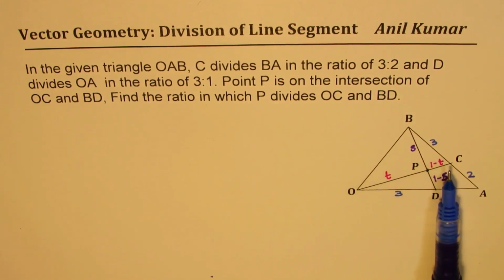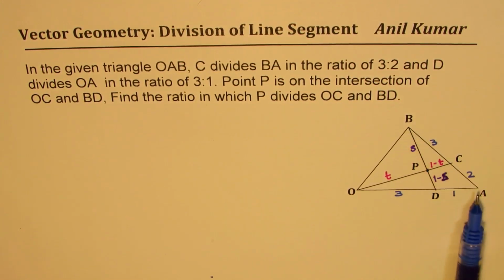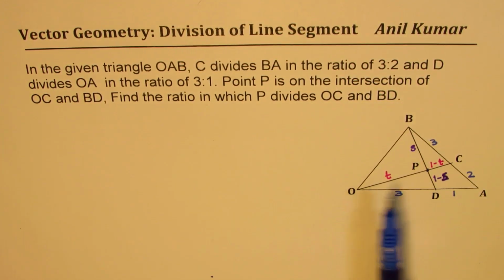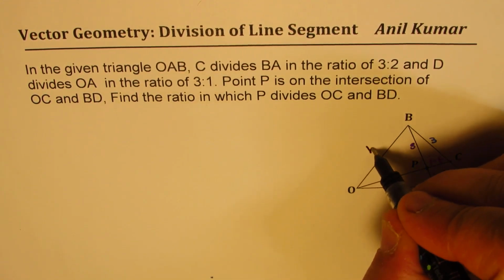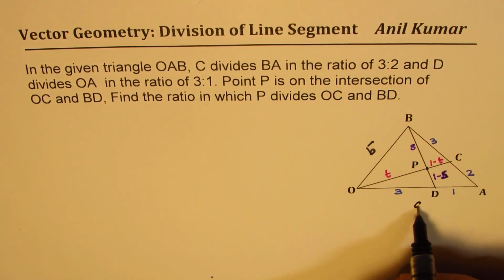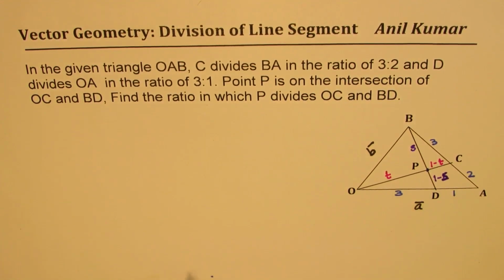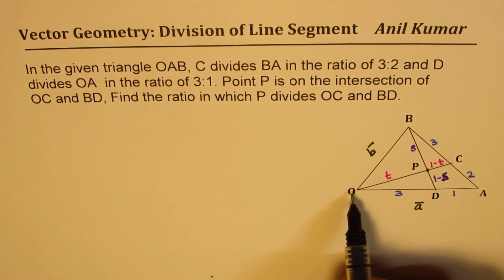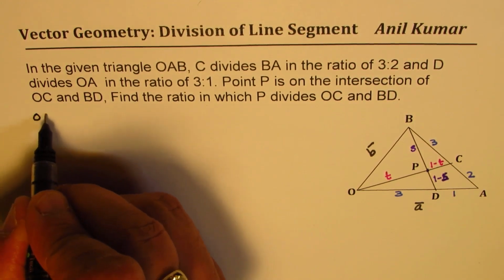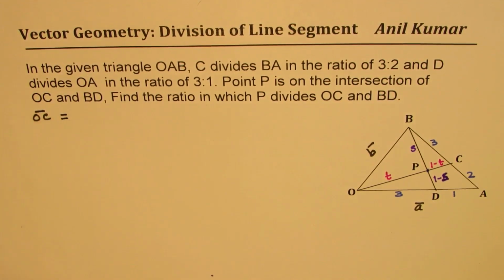Now, we know that if C is dividing this segment AB in the given ratio, we can find what OC is, right? So let's write down our position vectors. So let us say that B is the position vector O to B and A is the position vector from O to A. In that case, what is OC? So we can write OC as equal to what?